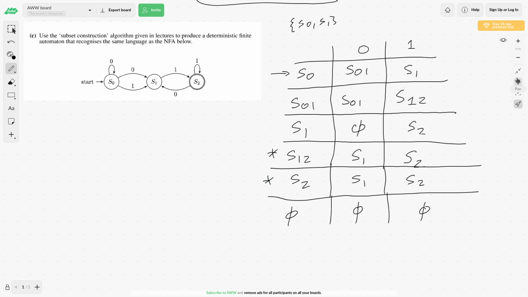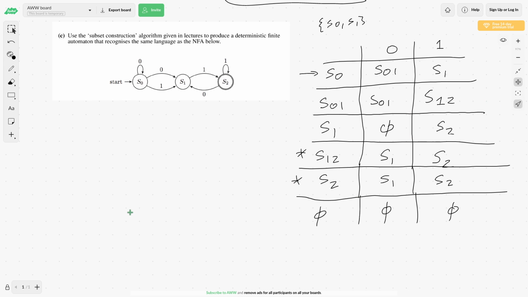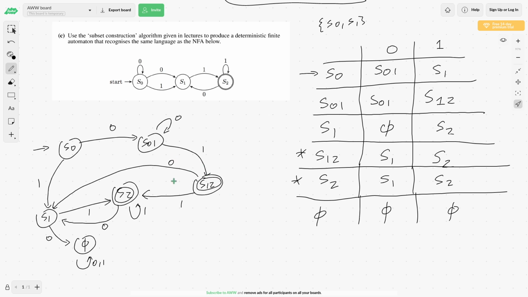Okay, and then from this table, I can then draw the transition diagram, so I'll do that for you, which looks like that. Note that there's technically no reason for me to have to draw out this transition diagram. The question says, use the subset construction algorithm to produce a deterministic finite state automaton. Technically, this table alone is a valid description of a DFA.